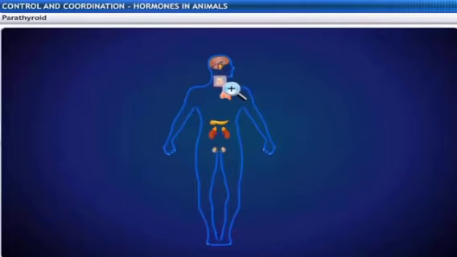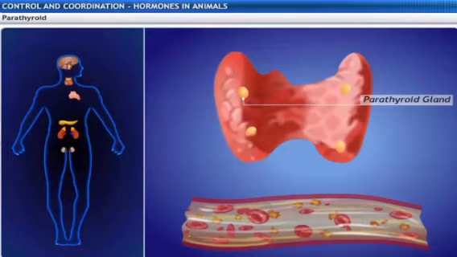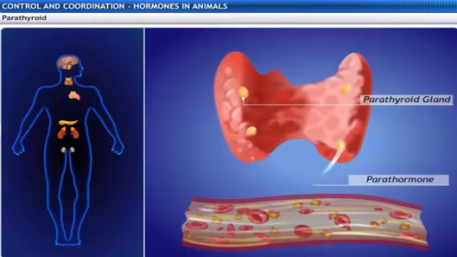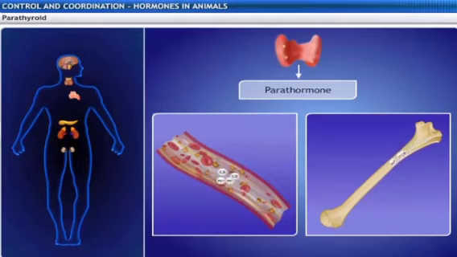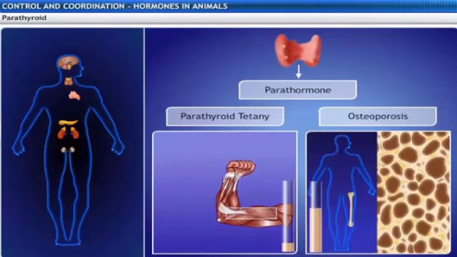Parathyroid glands are two pairs of small, oval-shaped glands embedded on the dorsal surface of the thyroid gland in the neck. It secretes a parathyroid hormone or parathormone. Parathormone helps in the regulation of calcium and phosphate ions in bones and blood. Hyposecretion leads to parathyroid tetany, and hypersecretion causes osteoporosis.